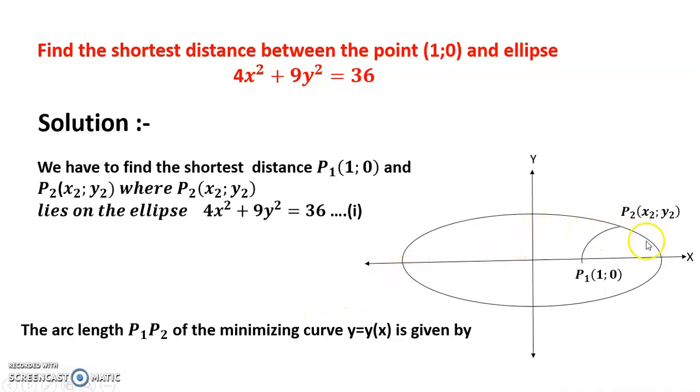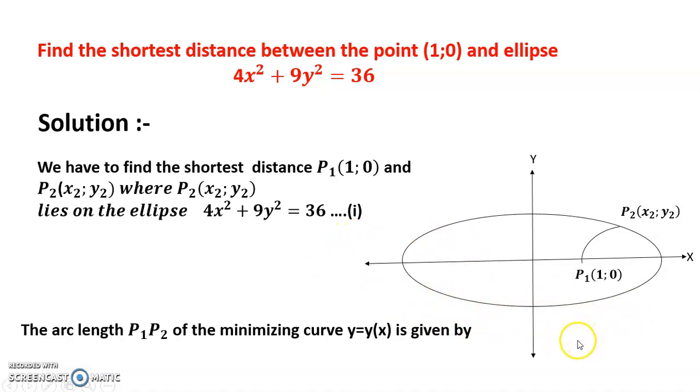This is the ellipse, this is the x and y axis, and this is P1 (1,0) and P2 (x2, y2). I hope I can make it clear. I have to find the arc length between P1 and P2, the minimizing curve y = y(x). This curve equation is 4x² + 9y² = 36, and this is the center. This is the equation of the ellipse. I hope you can understand the diagram and the question.